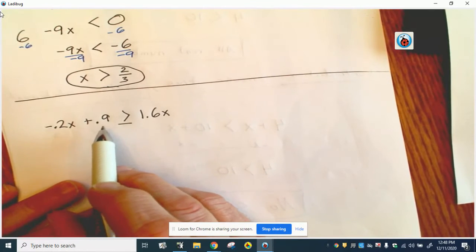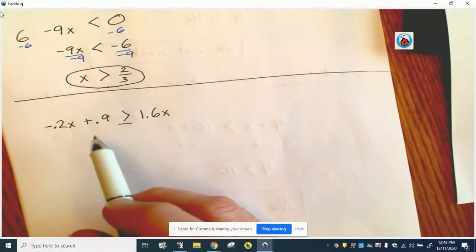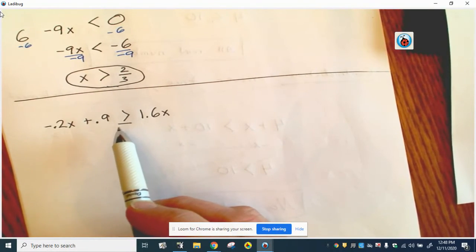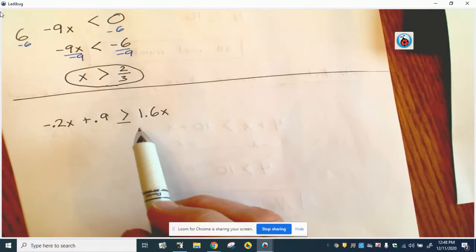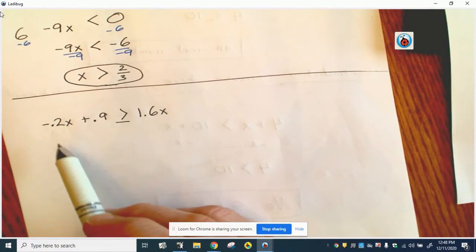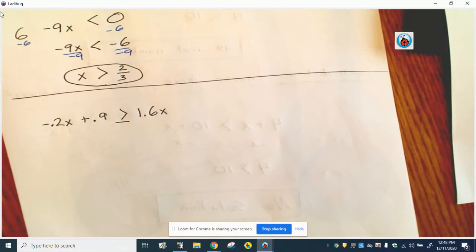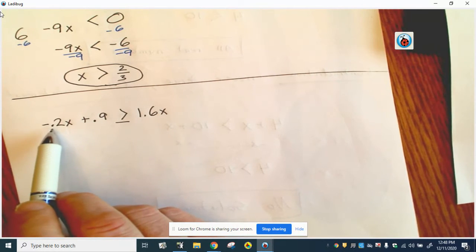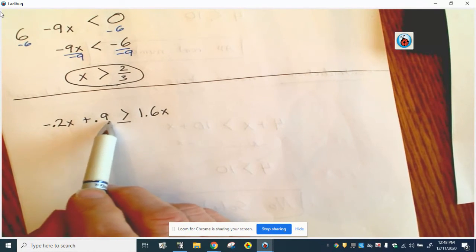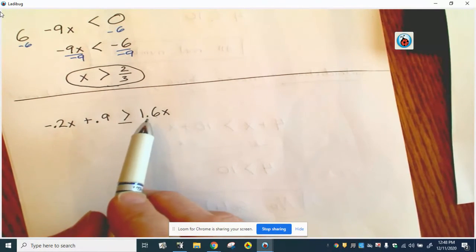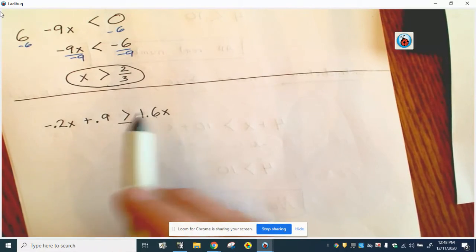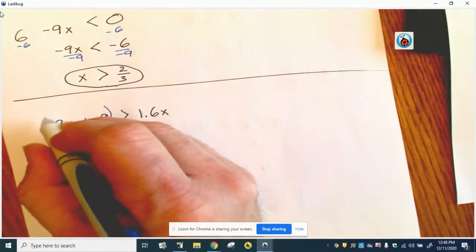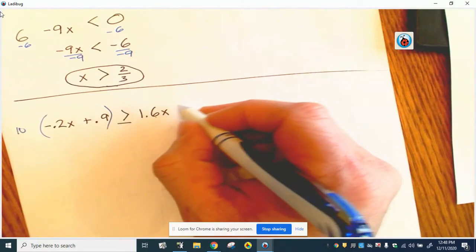Another problem like this. Now, this one you could do it two ways. One, you could just deal with the decimals. We could add the 0.2x. We could minus the 0.16x. But here's another trick. If you don't want to deal with the decimals, we can get rid of those. With all of these, if we move that decimal one time, that would be a lot easier to deal with. So what we can do, just multiply by 10.